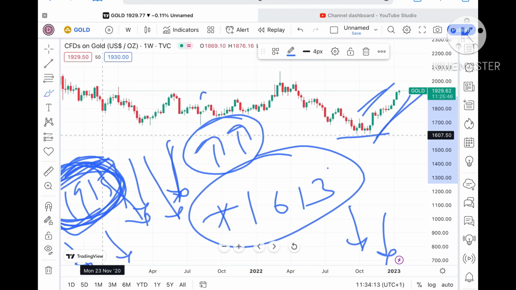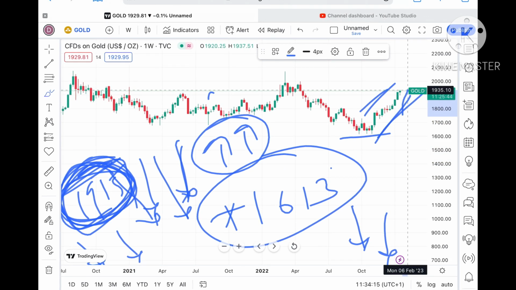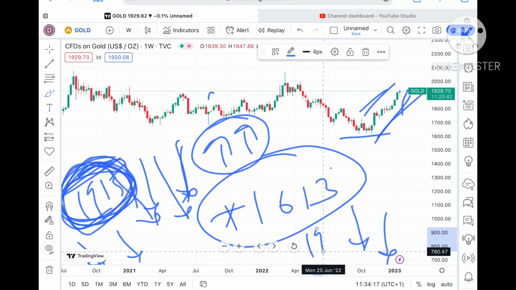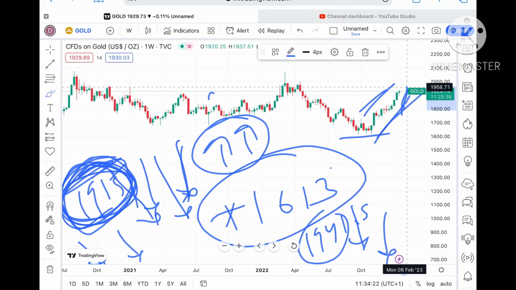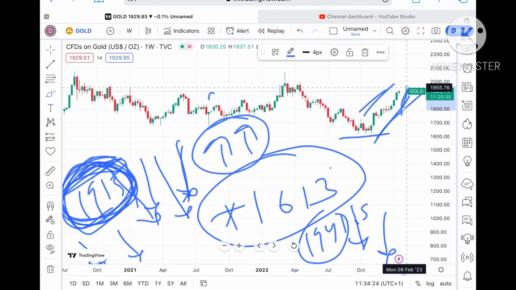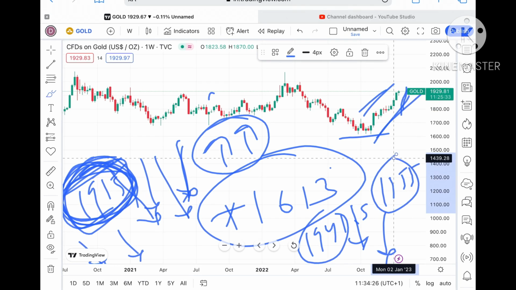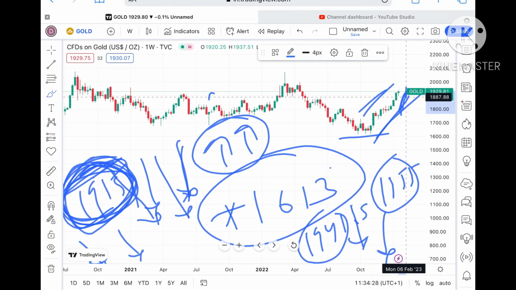Okay, now suppose the price sustains this particular level, we can see it can touch a level of around $1941, and if the price goes above that level, then we can see it can go further higher towards a level of around $1955. Keep that in mind.